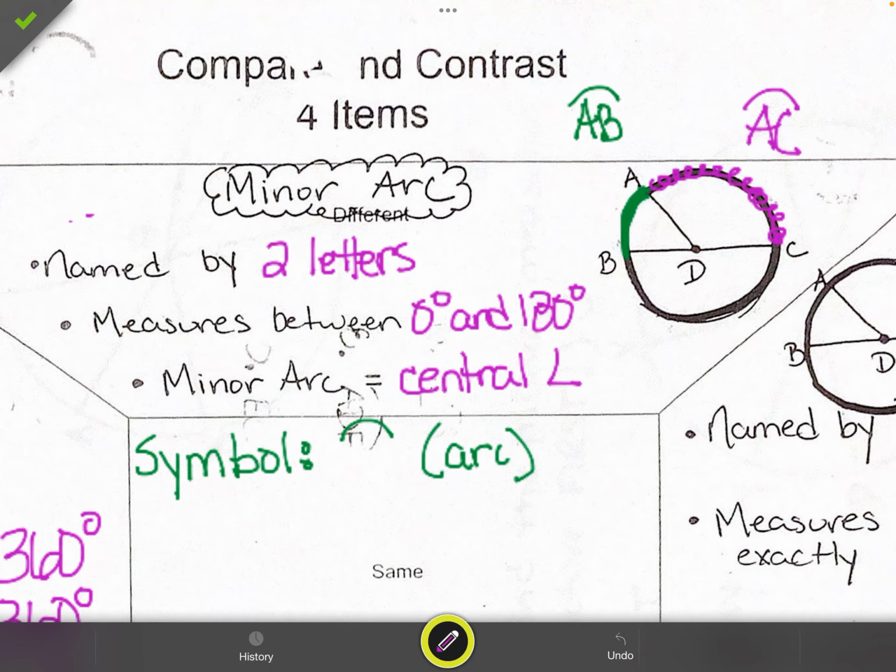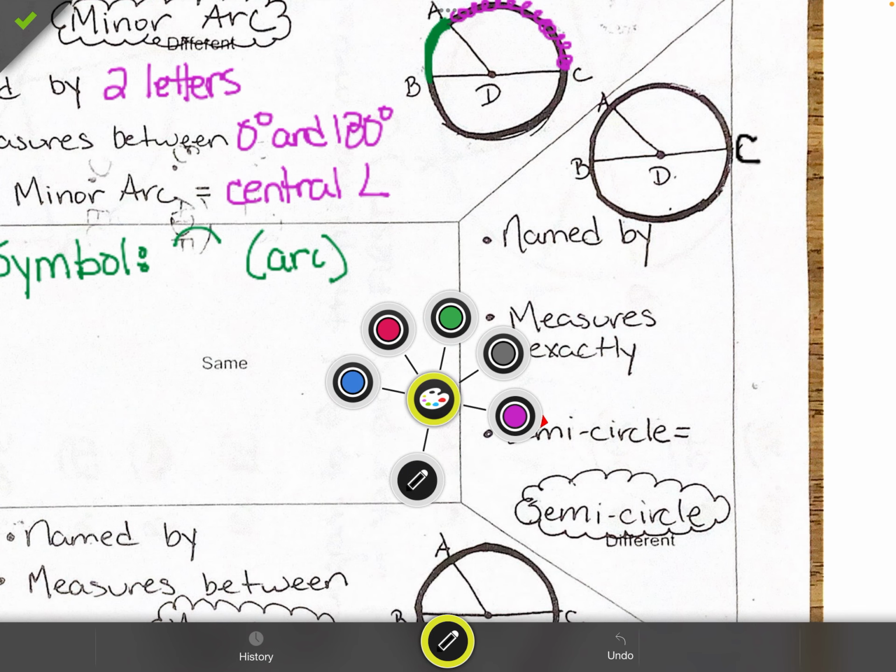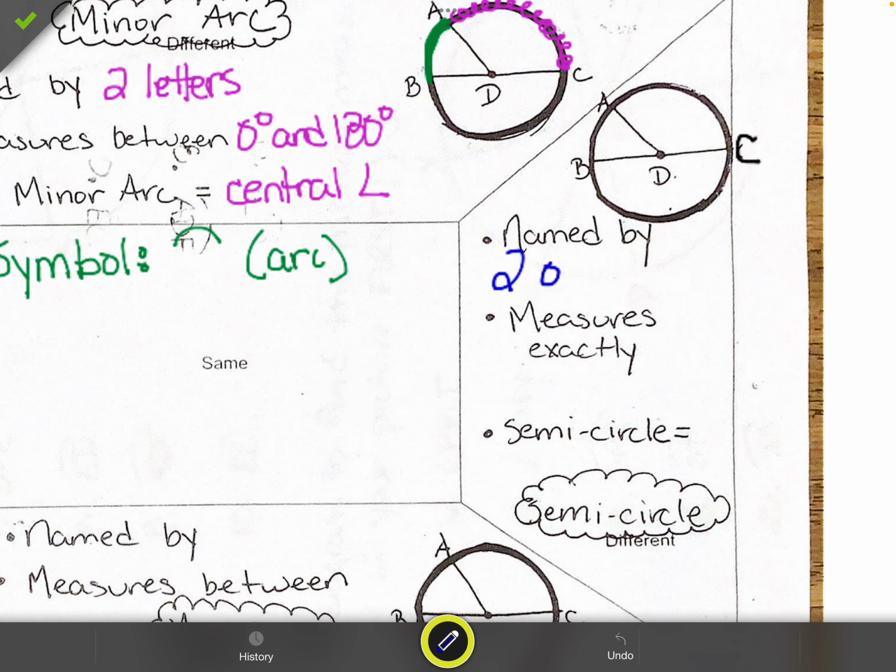All right, so let's look at a semicircle. And we need to add a letter because it did get chopped off. This is C over here. So to name a semicircle, we actually can use 2 or 3 letters. It just depends on what part of this circle they want you to look at. Now, a semicircle is half of a circle, and we've already talked about half of 360 would be 180. And so it measures exactly 180. And so you don't have to go look for a central angle. You just know that a semicircle is 180 degrees.